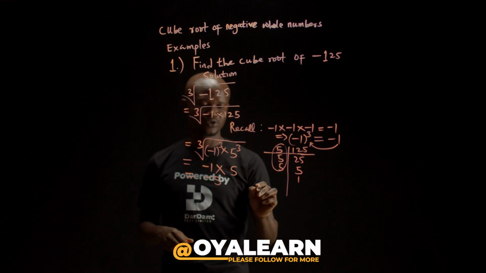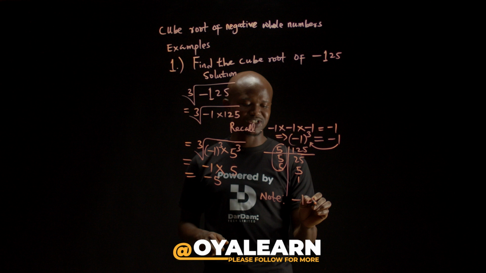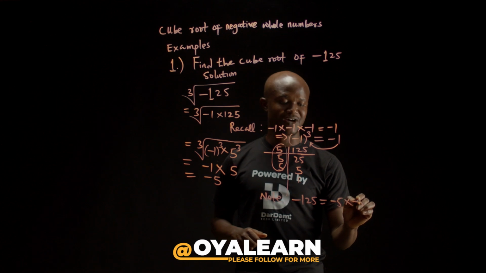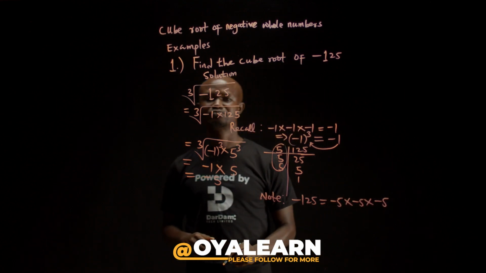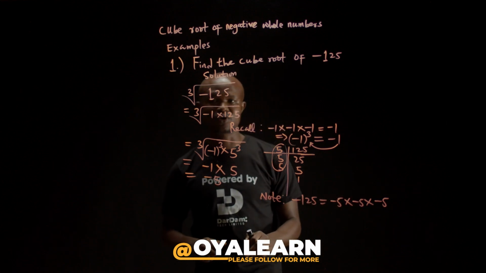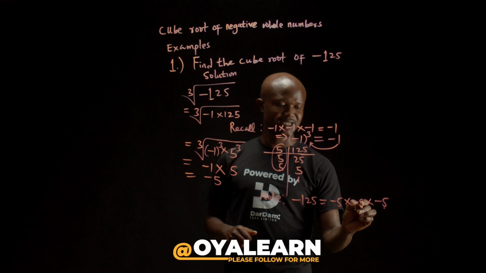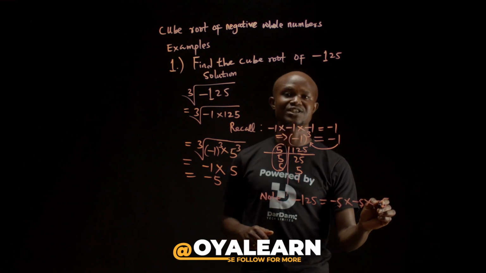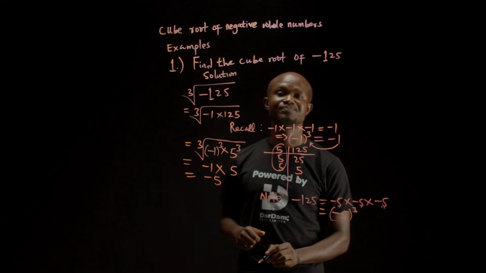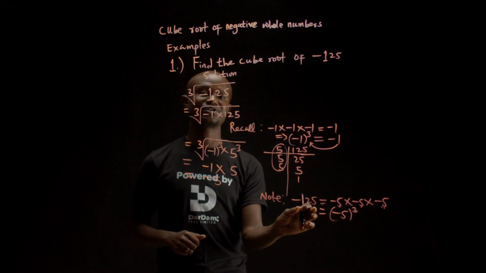Also, you need to note this from here. You can see that minus 125 can also be expressed as minus 5 times minus 5 times minus 5. Can you see that? Because minus times minus is plus, plus times minus is minus. So it means that 5 times 5, 25 times 5, 125. So this can also be expressed as minus 5 raised to the power of 3. So minus 5 raised to the power of 3 is the same thing as minus 125.